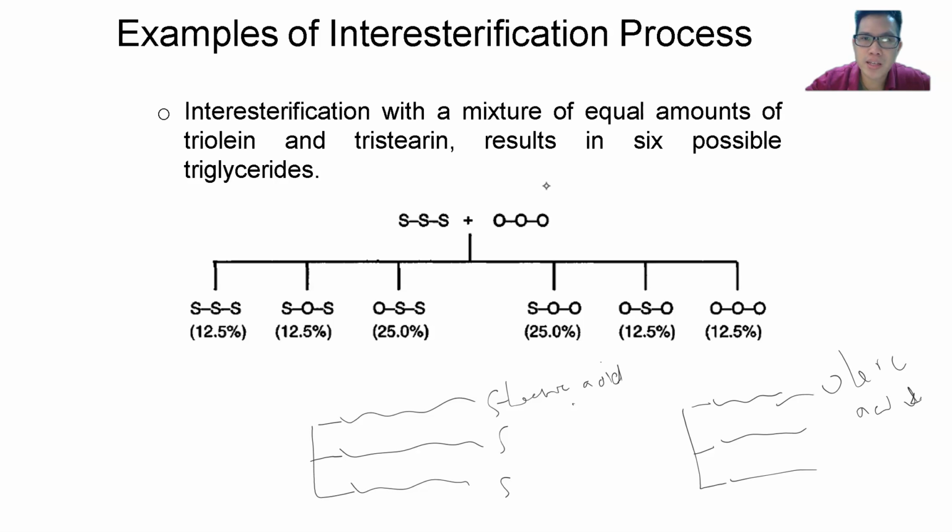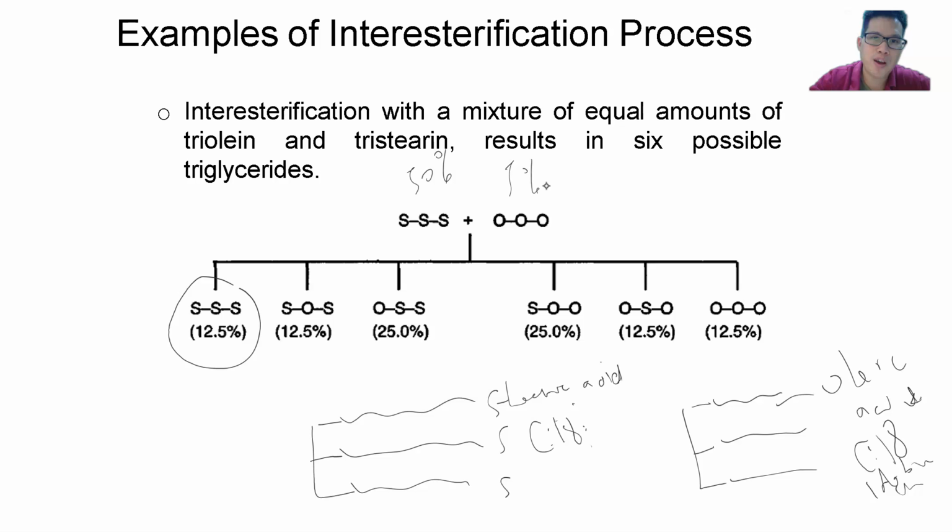Stearic acid is a fatty acid about 18 carbons long with no double bond, whereas oleic acid is 18 carbons long with one double bond. So you can take an oil with 50% of this and 50% of this. When you react them together, they interchange their fatty acids. You form about 12.5% of the original. You can see they have a mixture of the composition already: from S it becomes SOS, OSS, SOO, OSO, and this one is the original over here.